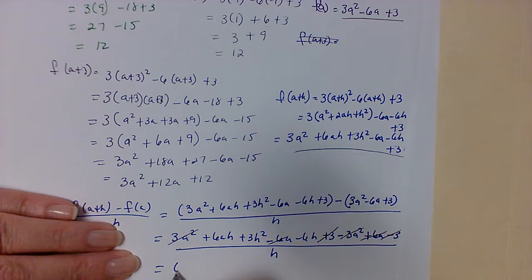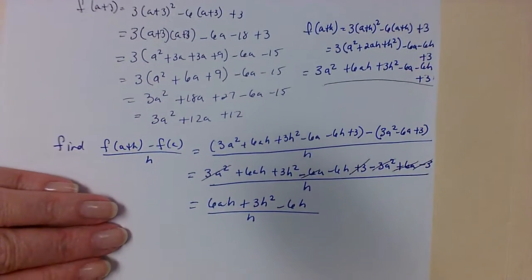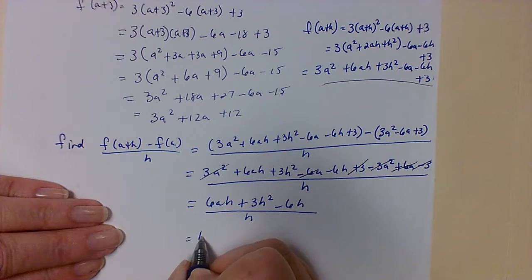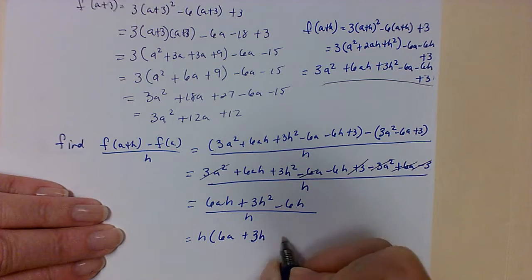So here we will have 6ah plus 3h squared minus 6h. So that's all the terms that we have left because the others are canceled out. This will be all over h. So now we'll factor out an h on the top. I'll leave this with 6a plus 3h minus 6.